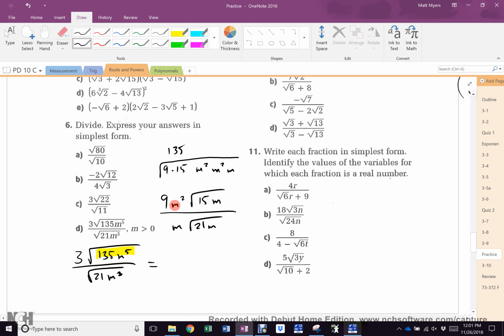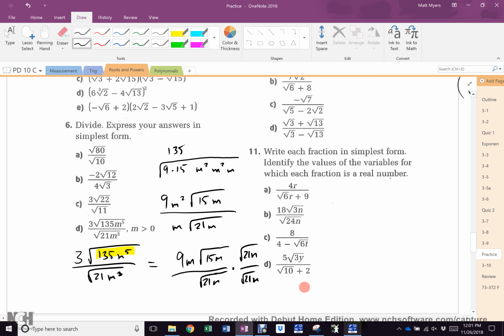Well, you've got m squared up there and m down there. Think back to the second unit. Right, that's 9m root 15m over root 21m, right? Now, what there don't we like? Why not? Because it's got a radical in it. How do I get rid of it? Multiply by root 21m over root 21m, right?